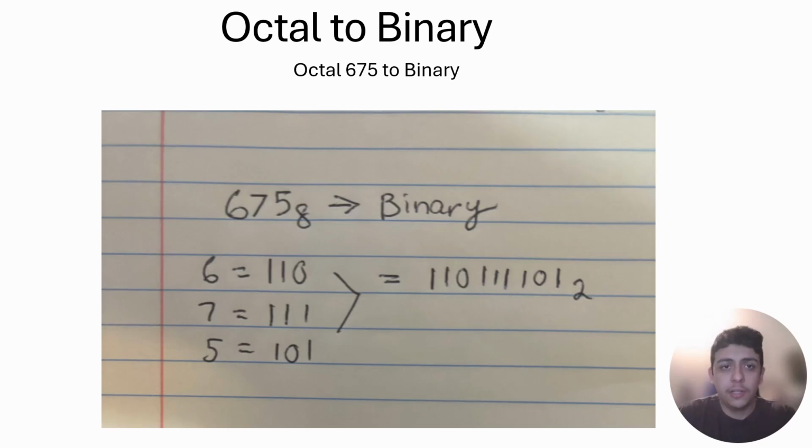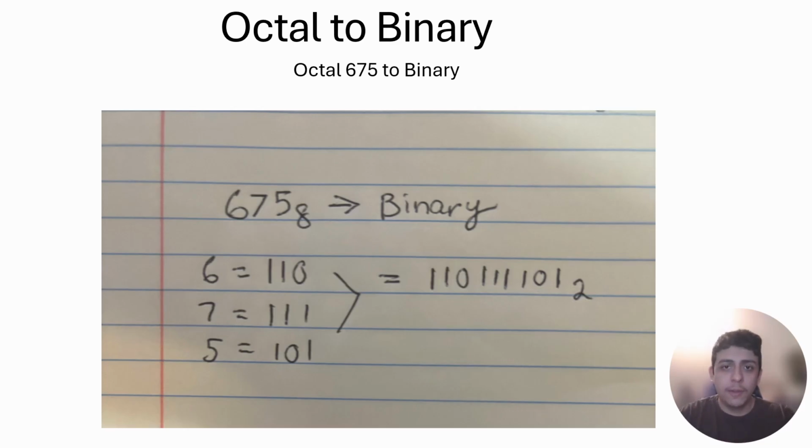Alright, so now we have octal to binary. We reverse the idea from the previous problem. Since each octal digit represents exactly 3 binary digits, we can convert each digit independently. Instead of doing division or multiplication, we can simply replace each octal digit with its 3-bit binary equivalent. For example, 6 becomes 110, 7 becomes 111, and 5 becomes 101. Then we just combine those groups together.